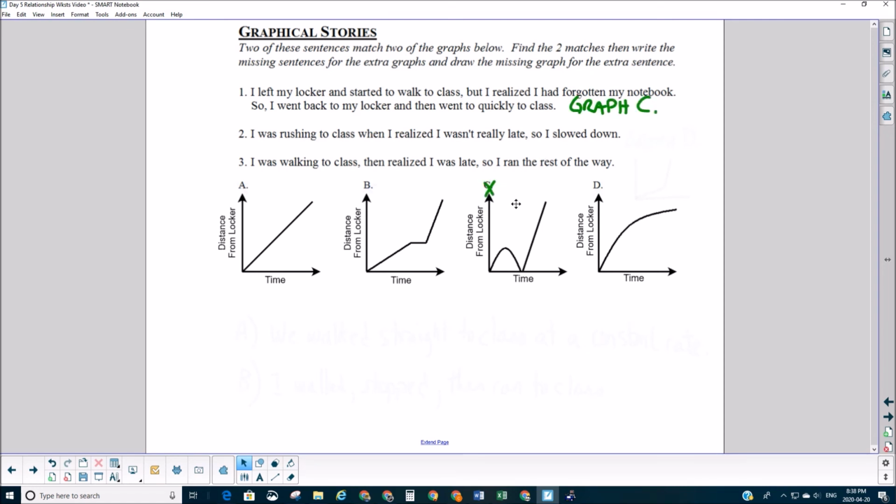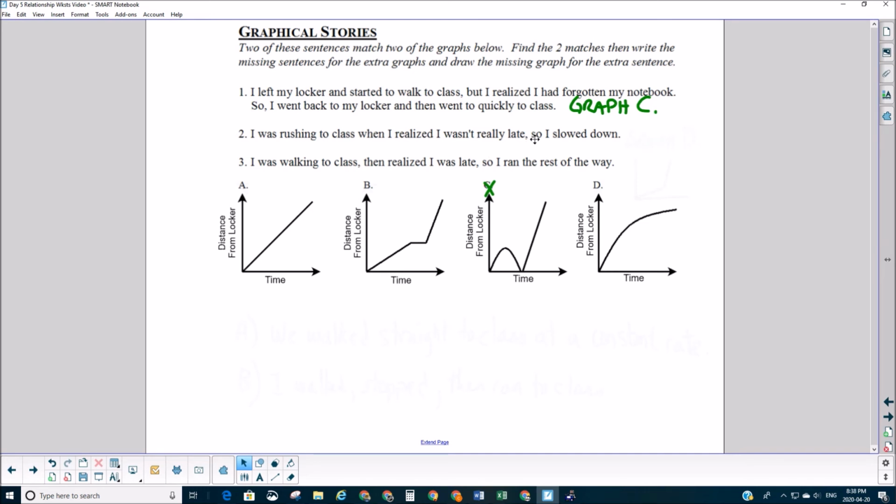We don't need it. Next, I was rushing to class when I realized I wasn't late, so I slowed down. Okay, this one, you're going along at the same speed the whole time, constant speed. Your distance increases at the same rate.